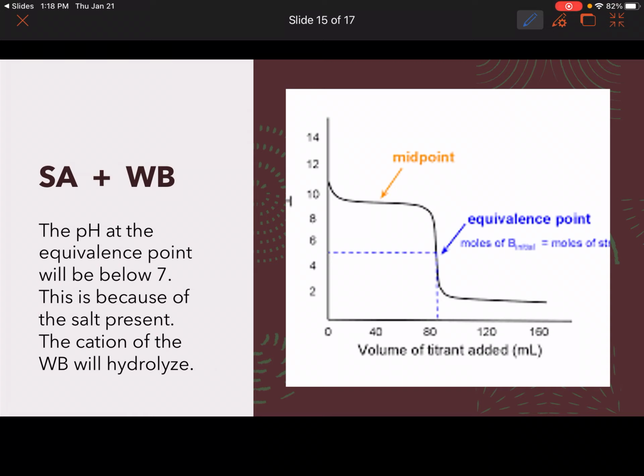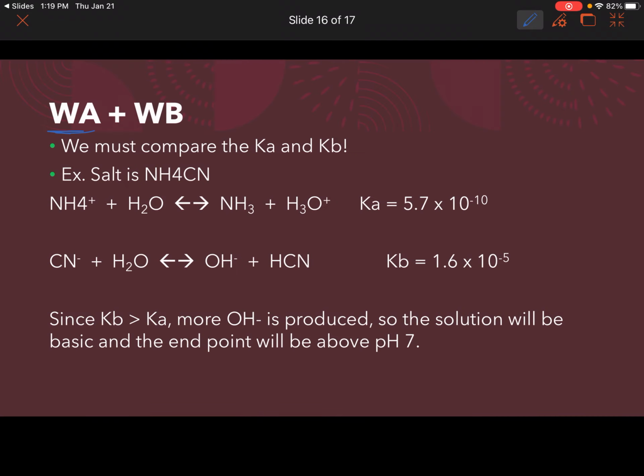For this one, the conjugate acid of the weak base is going to hydrolyze, so the salt will hydrolyze and react with water, leaving the pH slightly acidic. So here it's just a little bit under 7. Next, for weak acid and weak base, again, we have to compare the Ka and Kb.